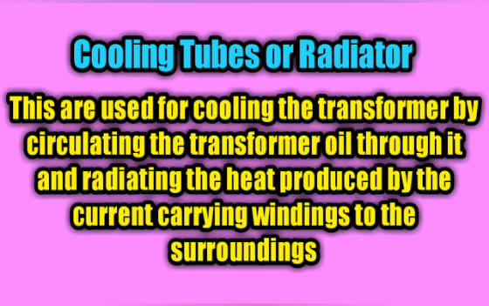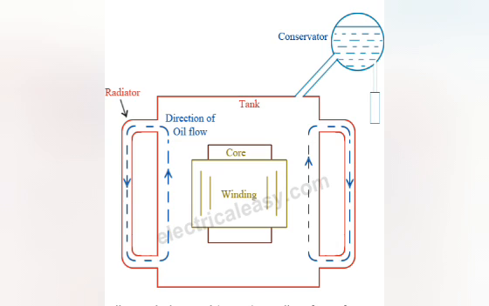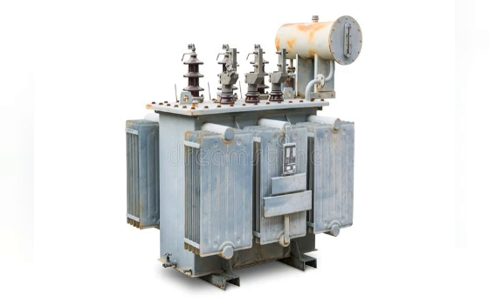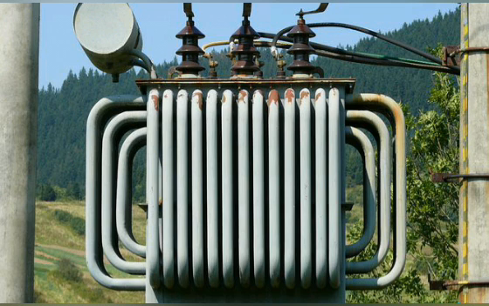Function of cooling tubes or radiators. These are used for cooling the transformer by circulating the transformer oil through them and radiating the heat produced by the current carrying windings to the surroundings. When the oil temperature rises, the hot oil moves to the top and the cold oil moves down. Like that, the transformer oil circulates through the cooling tubes and dissipates the heat outside.